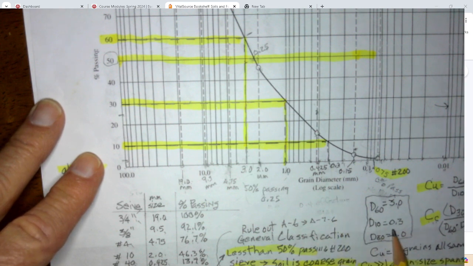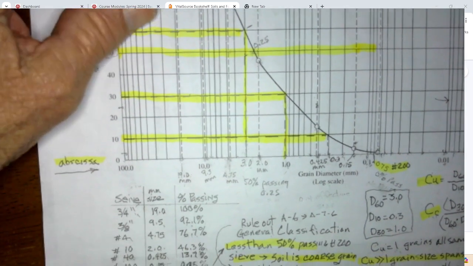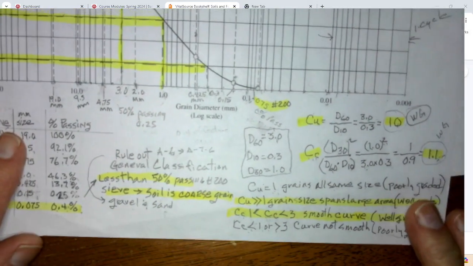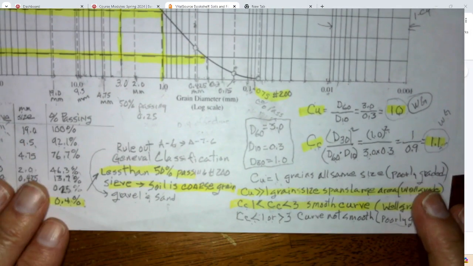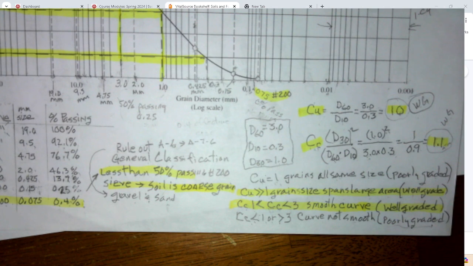Now, did I get that right here? Yes, 0.3 right here. So we have enough information to calculate the coefficient of uniformity and curvature.